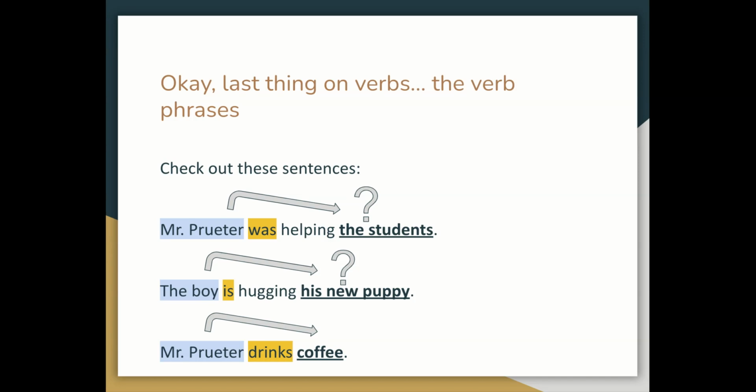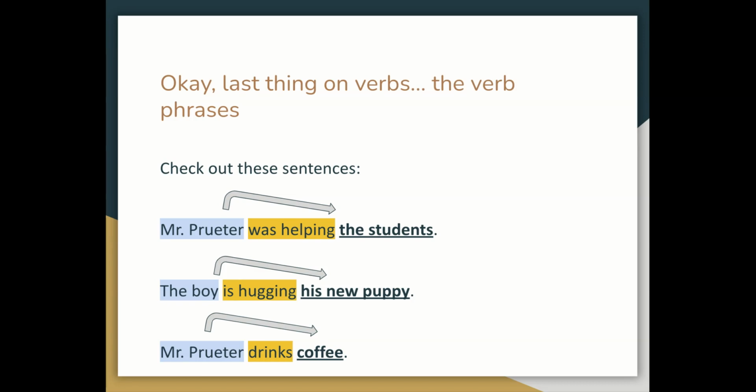What's the boy doing to his new puppy? Well, he isn't being his new puppy. He is hugging his new puppy. Both of those words help. Mr. Pruder wasn't the student. He was helping the students. So you'll notice you've got the object here at the end.